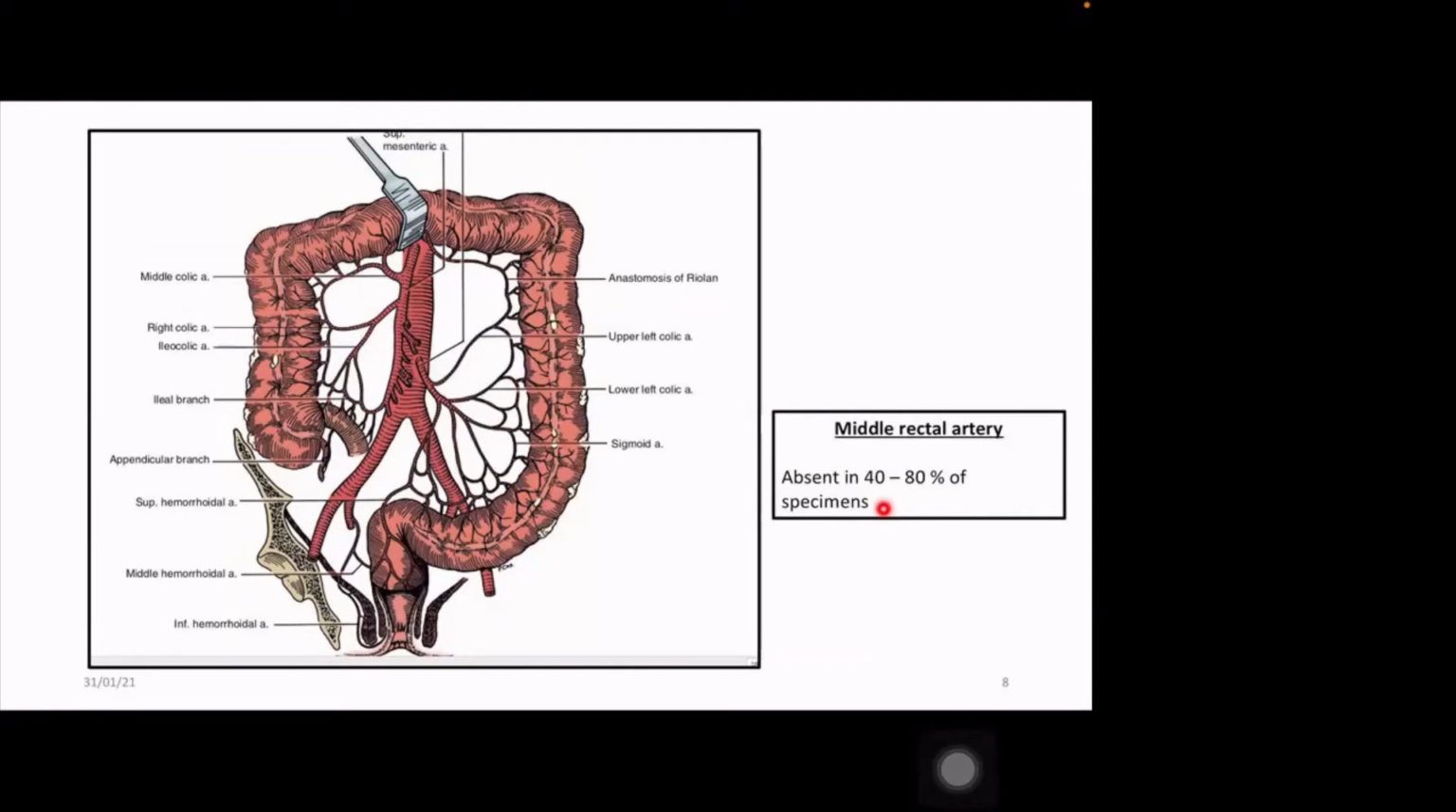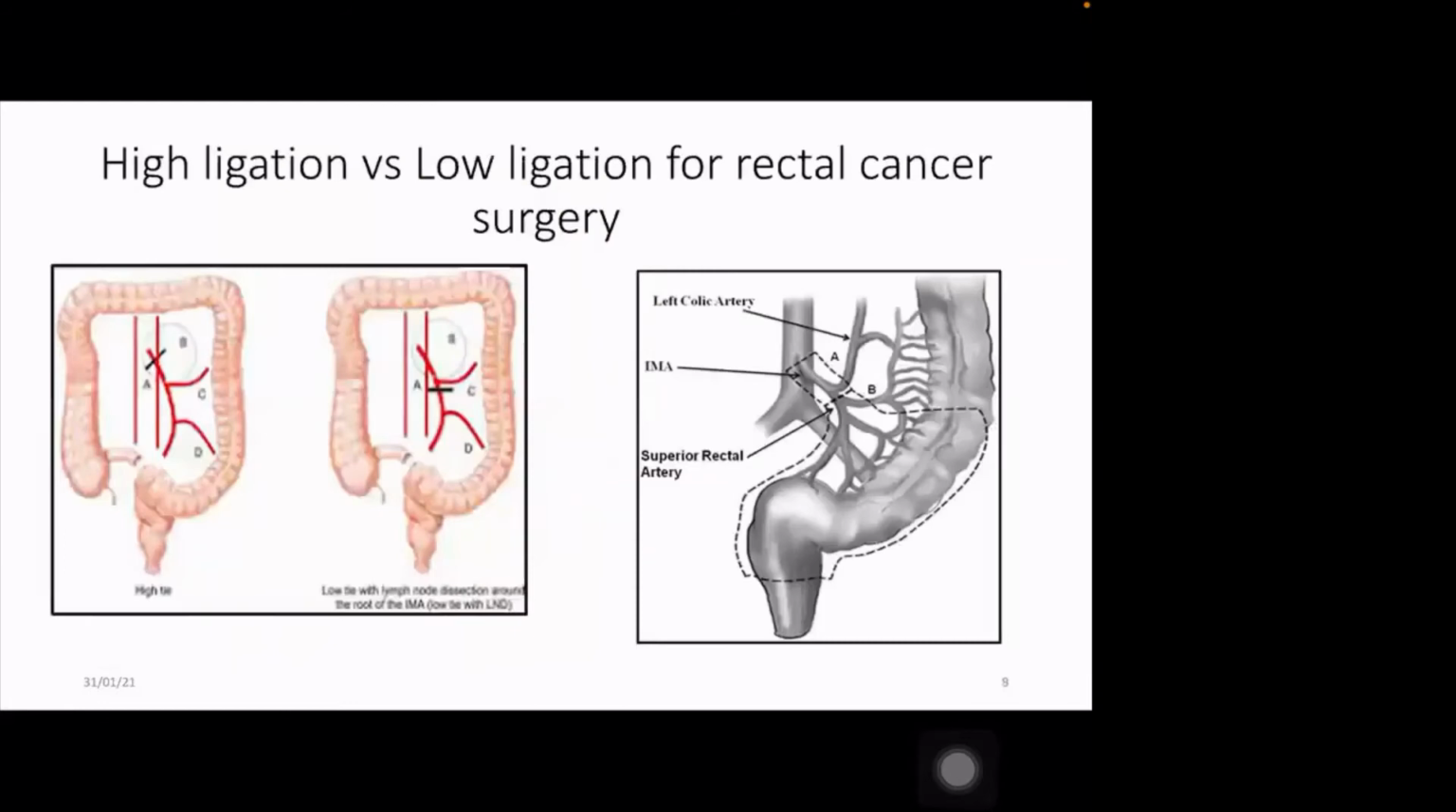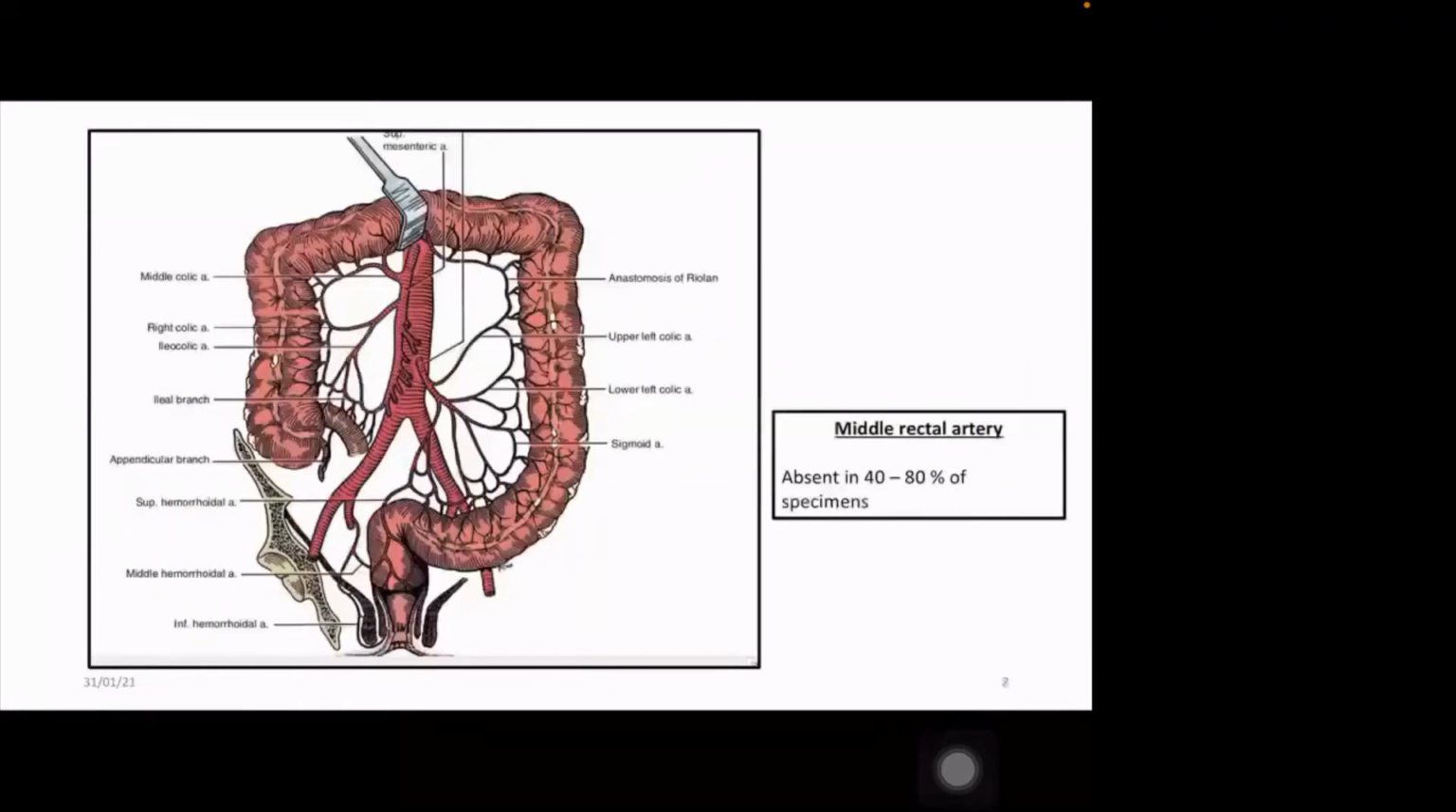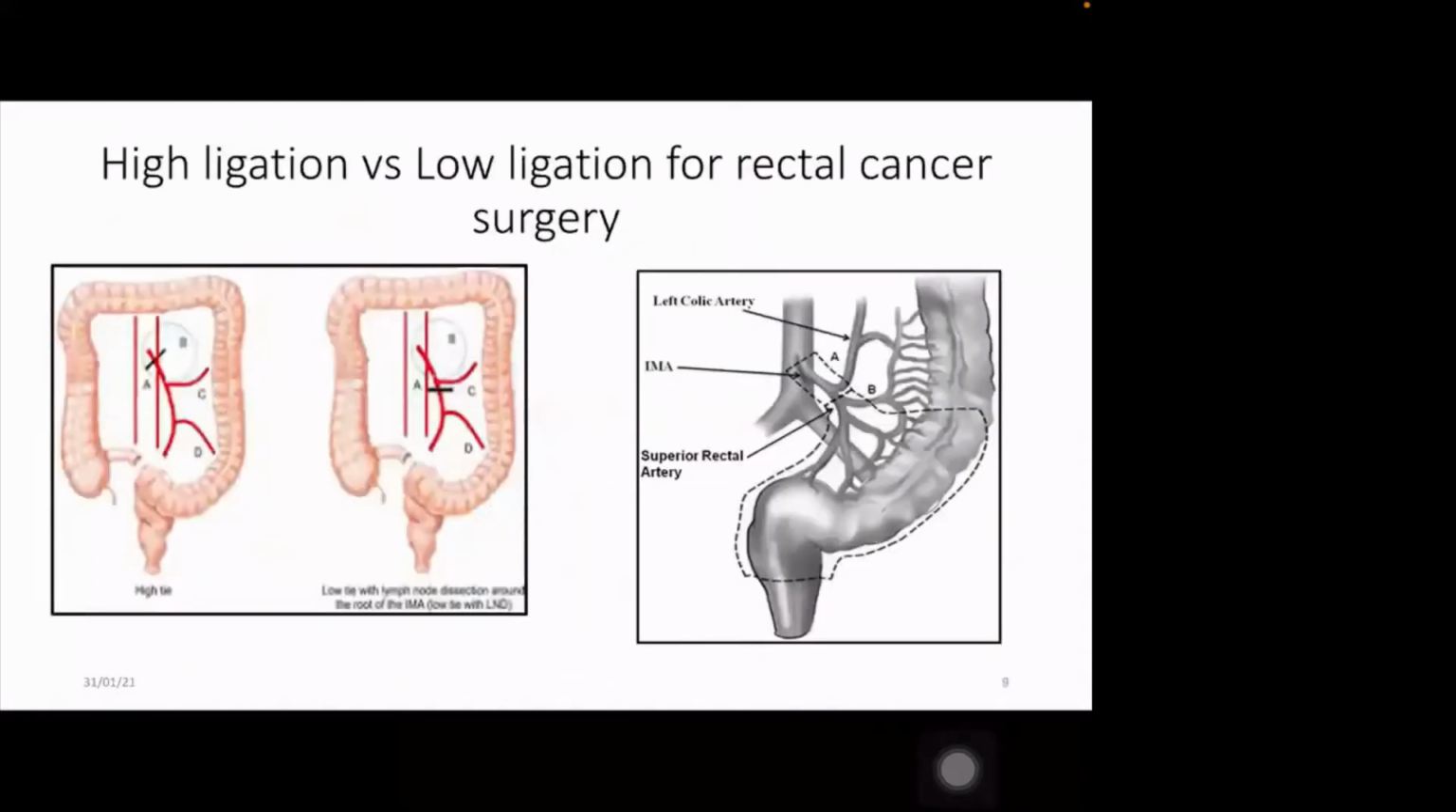Fine. So I think this is clear about the arterial supply of the colon and rectum. So now understand this slide. An important clinical aspect is high ligation versus low ligation for rectal cancer surgery. So what is high ligation? What is low ligation? The high and low is determined upon where you are ligating the IMA when you are doing a surgery for rectal cancer.